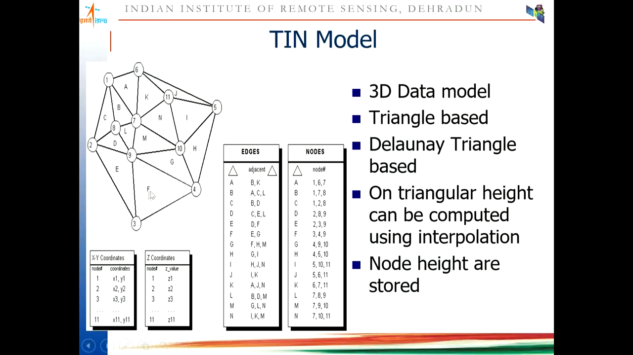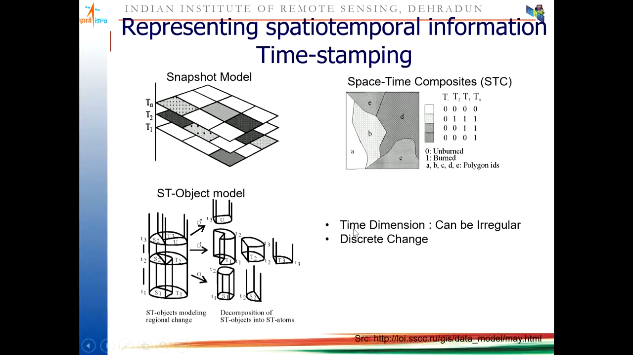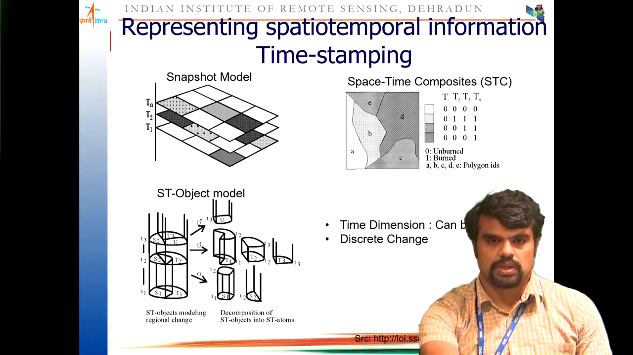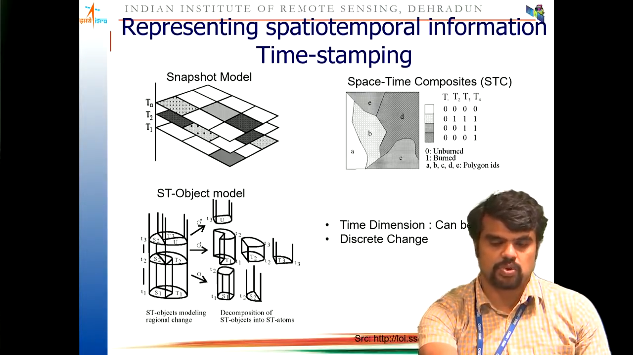So we can try to find out, let's say, at a distance, what exactly the value is at these locations. Taking an appropriate weightage of these nodes, the value at these locations can be computed, and all the node heights are also stored. So it means the locations of the points are getting stored in this case. Apart from that, there is another way of representing spatio-temporal information. So apart from geometrical information, the temporal information also gets stored.